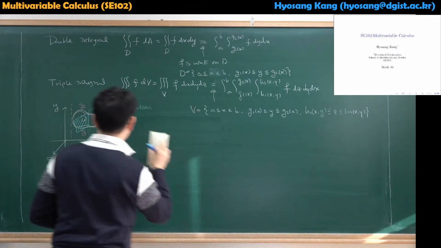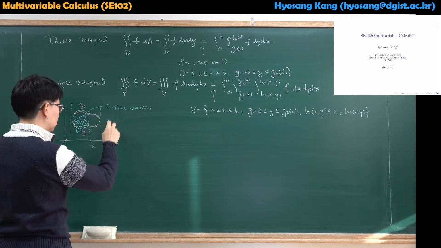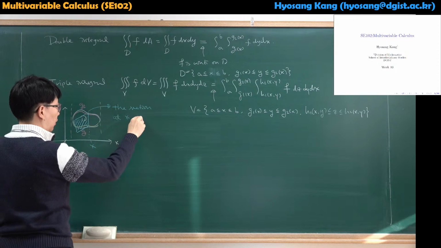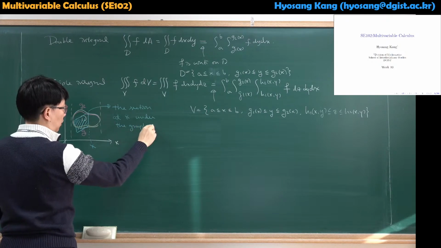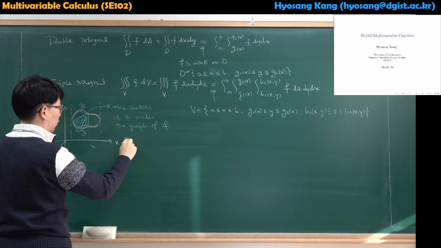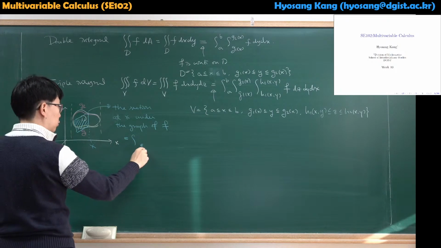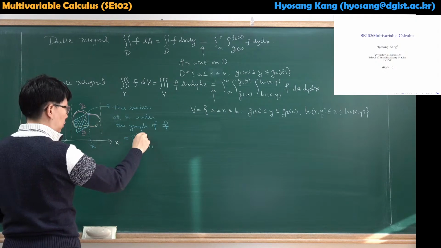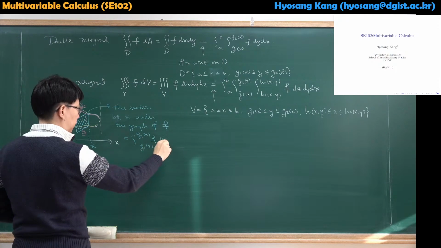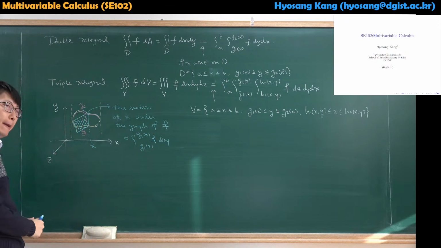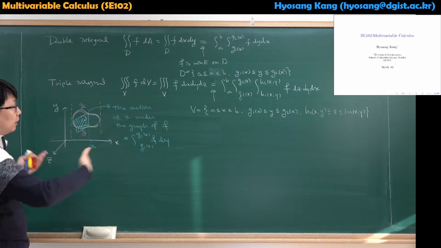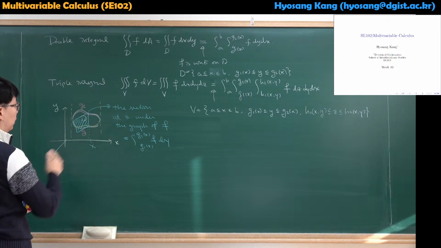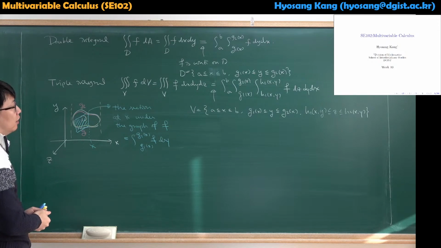The section under f, which equals the integral from g1 to g2 of f dy. Okay, and then we are multiplying that with dx, which is the thin width of this section, and then taking the integration from a to b, from here to here, we get the volume under the function.